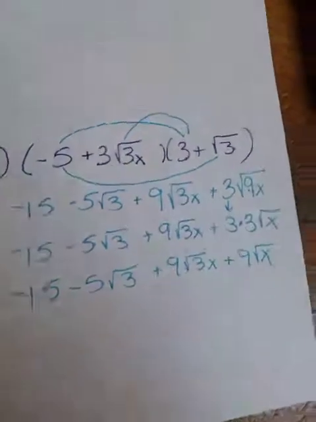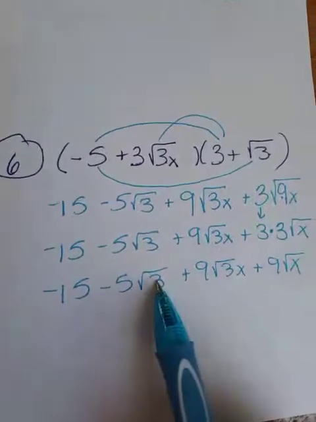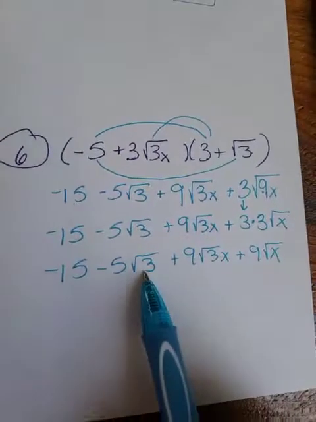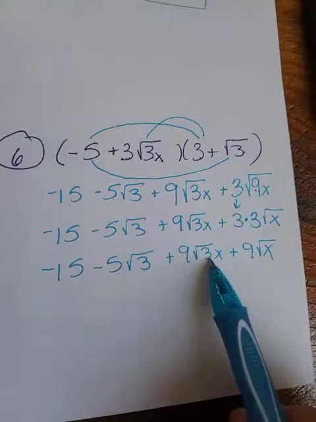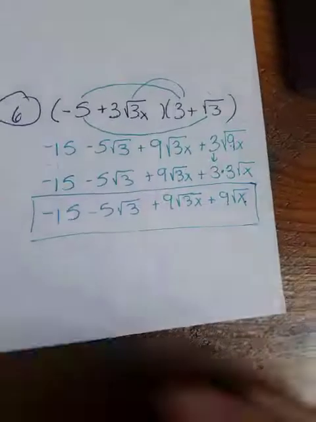So now I want to ask myself, well, can I add any of these together? Can I combine any of them? And the answer is no, because this has a root 3, this has a root 3x, and this has a root x. So nothing is exactly the same. You can't add those together. There's your answer. 2 more to go.